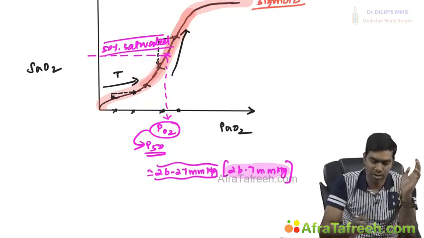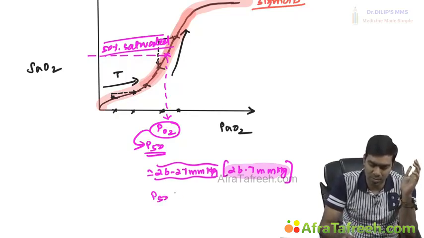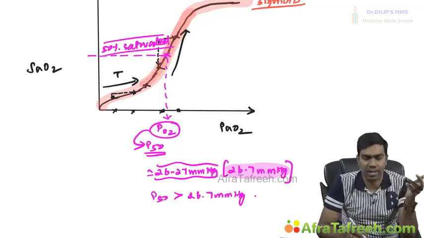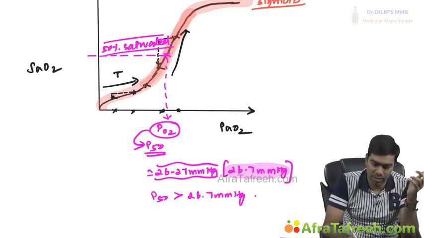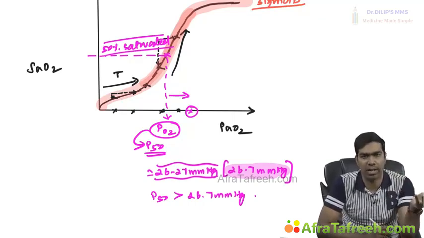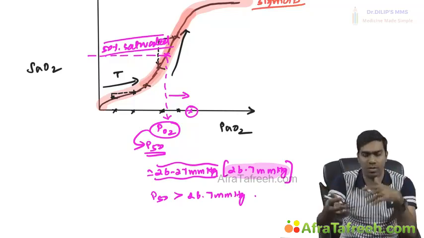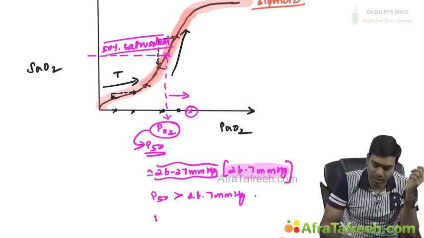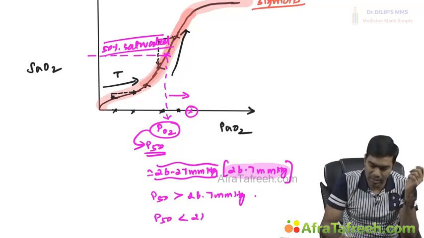Suppose the P50 is more than 26.7 millimeters of mercury, which means if the P50 is increasing to this point, I can tell the ODC shifted to the right and the patient is having reduced affinity or more release of the oxygen. You can write more than 27 to the right and less than 26 to the left, like that also you can tell.